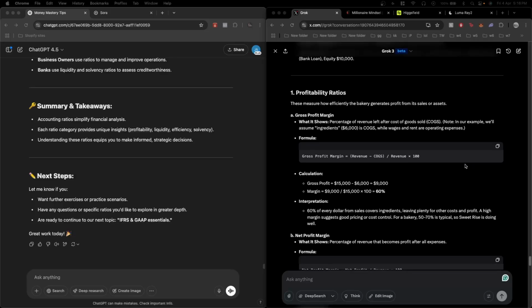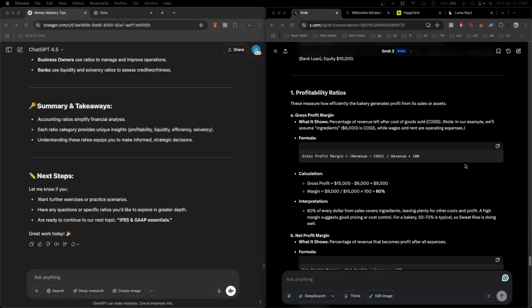So, calculating our profitability ratios. This measures how efficiently the bakery generates profits from its sales or assets. The gross profit margin, what it shows: the percentage of revenue left after cost of goods sold. In our example, we'll assume ingredients of $6,000 is the cost of goods, while wages and rent are operating expenses.